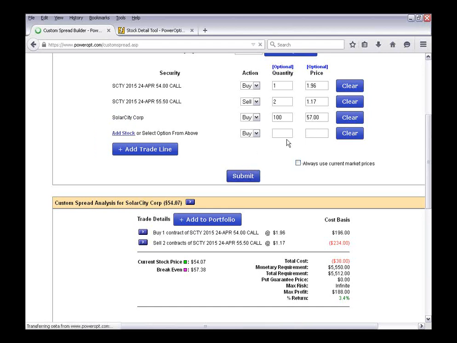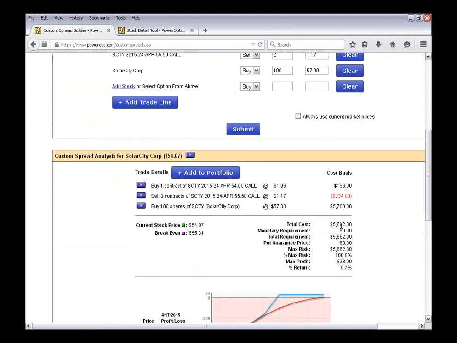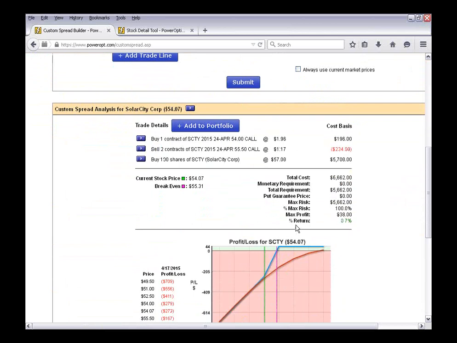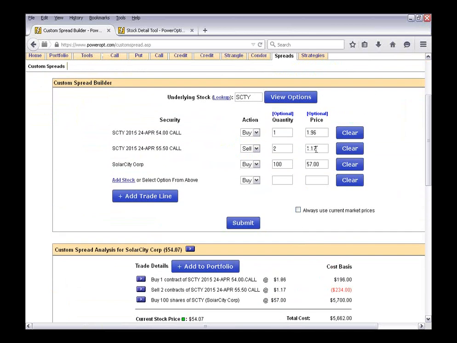Yeah, $57, I'm sorry, $57 on SCTY. All right, so we got the stock at 57 there. When you do this, essentially what your broker sees is he'll look at it as just a covered call with a bull call debit spread.